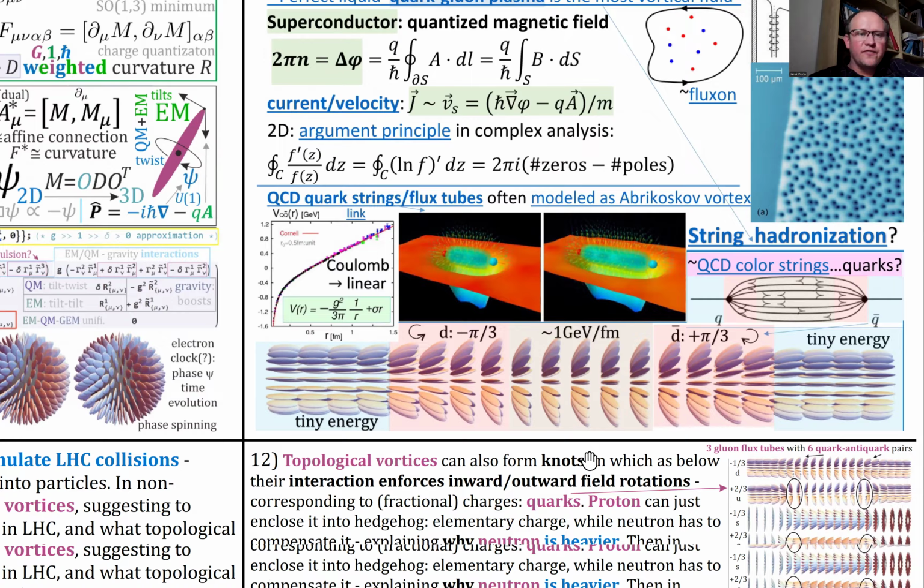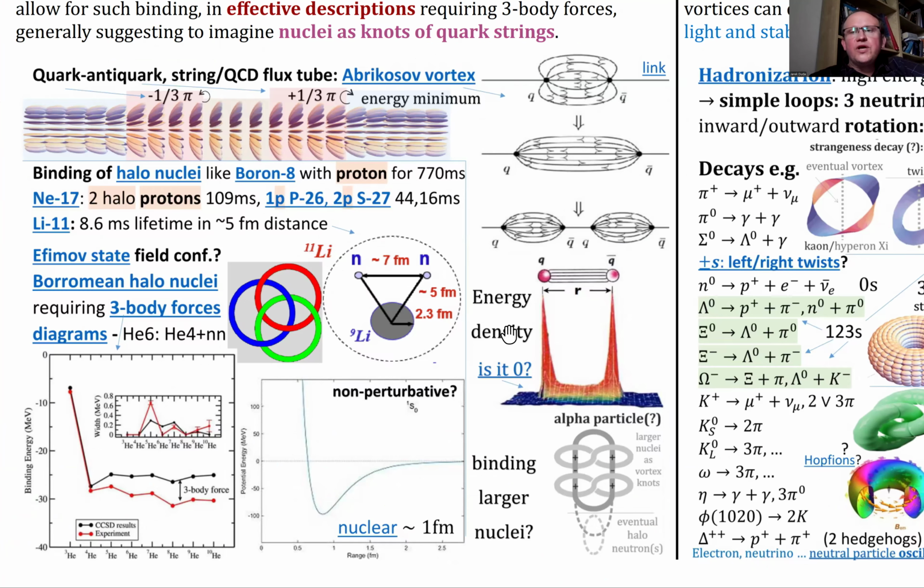Okay, so finally, if you have these quark strings as topological vortices, they are widely considered inside the nucleons. However, if they are inside nucleons, why not also between nucleons? So maybe they are also important for binding of nuclei. And I think that the best argument for that are the halonuclei.